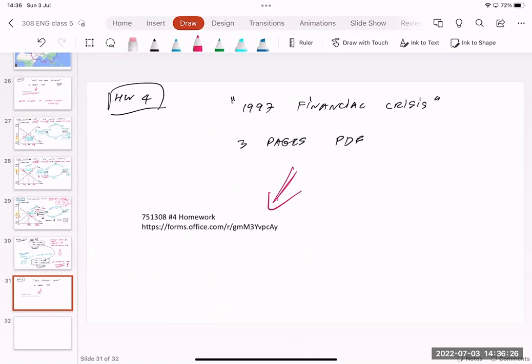The deadline, the due date, is still the same: before midnight of the next Sunday night, July 10. So you have 2 homework assignments today. The first one is about Belt and Road. The second one is about the financial crisis.